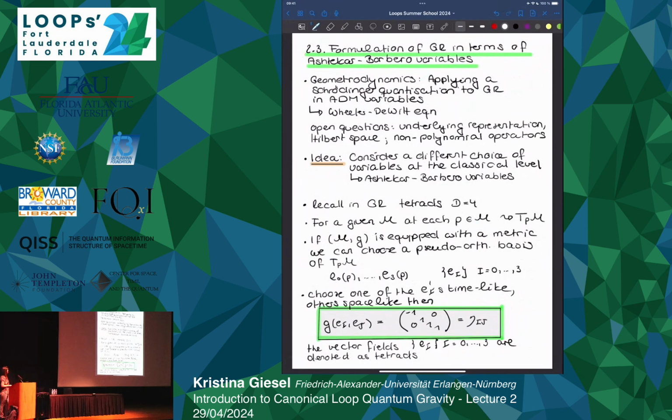Good. Before I move to the next subsection where we want to start to introduce Ashtekar-Barbero variables, let me again ask you whether there are questions on the last part. I see one.